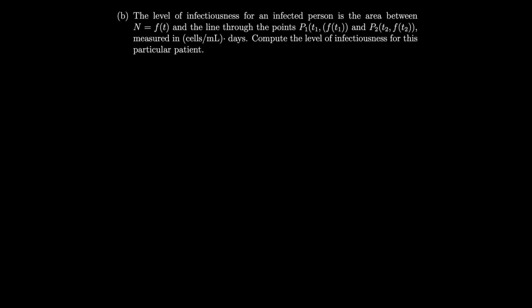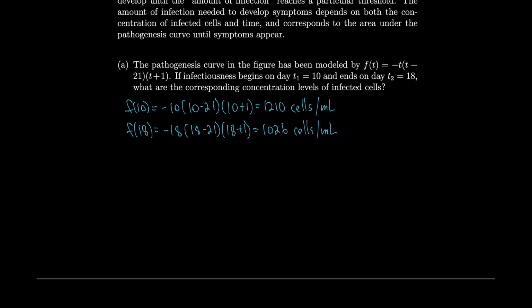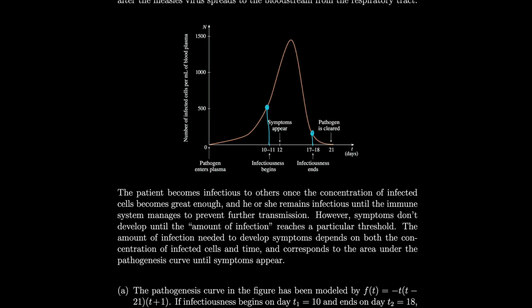The level of infectiousness for an infected person is the area between n equals f of t and the line through the points p1 and p2 at t1 and t2, measured in cells per milliliter days. Compute the level of infectiousness for this particular patient. So we need to go back. This point that we just got is P1, because that's at T1, and then this point over here is P2. We want the area between this line that goes through these 2 points and the curve. So we want this area.